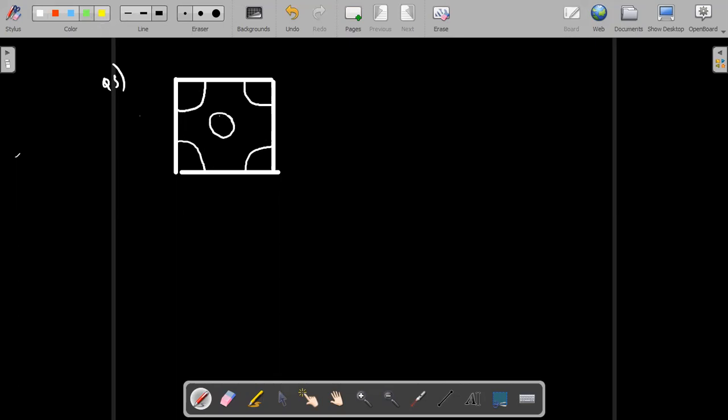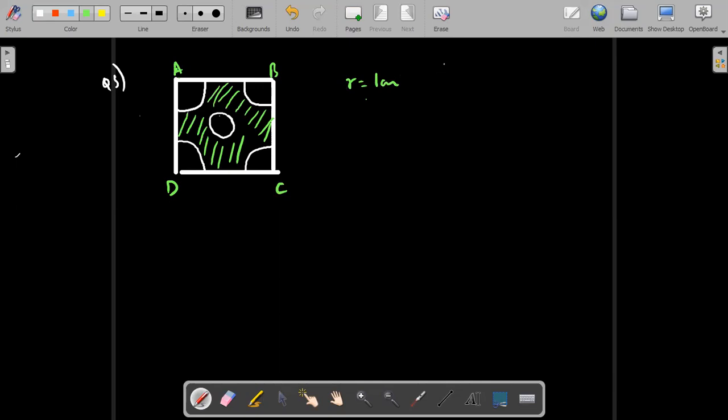And the question says, what is the shaded area? So all these portions are shaded. The square is named A, B, C, and D. The radius is given as 1 centimeter, for the quadrants as well as for the circle.